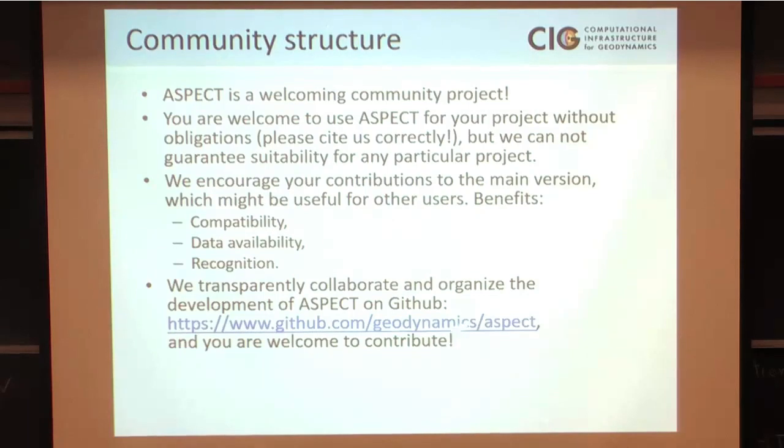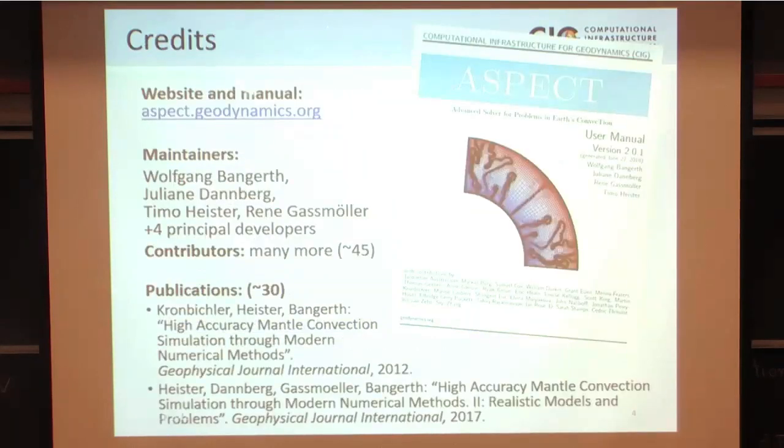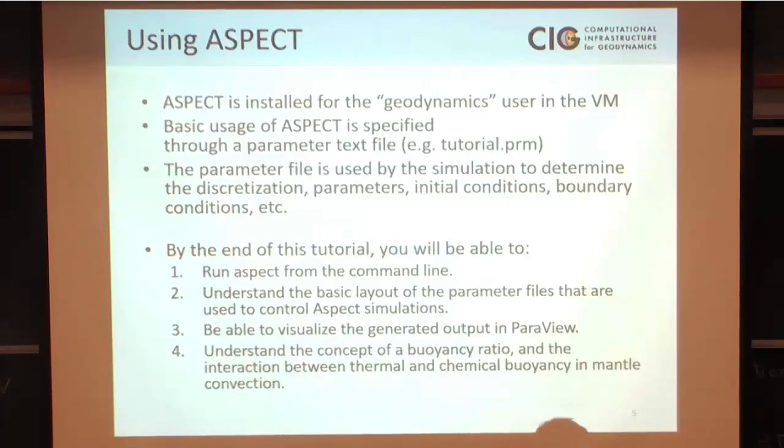As I mentioned, the software is transparently developed on GitHub, so you can, under this web address, see what is going on at the moment, which new features are added, and which discussions are going on. And I would be very happy to see some of you on GitHub discussing changes you would like to have or contributing your modifications. You can find more information on our website, aspect.geodynamics.org. We have by now a large number of maintainers and many, many contributors to the software, and by now around 30 publications citing Aspect. And so much about the commercial part of the talk.